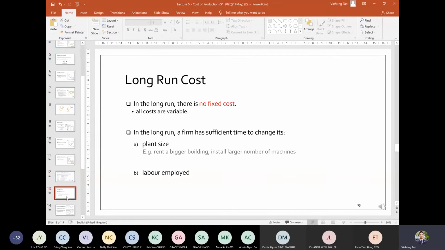But how long is the long run? We don't know. Economists never mentioned to us, but it just mentioned that in the long run there is no fixed cost. This statement is very important. You have to remember. In the long run there is no fixed cost because all of the factors of production, the 4 factors of production, can be adjusted easily. They can be increased in order to increase the number of production.